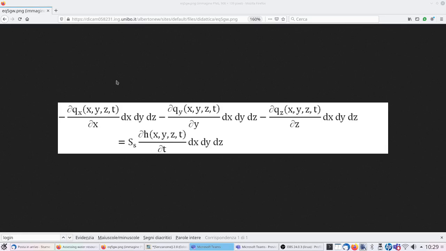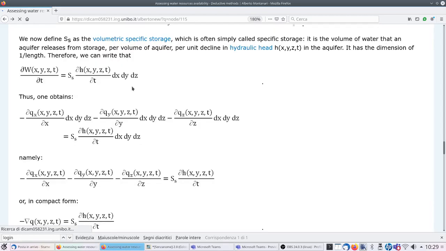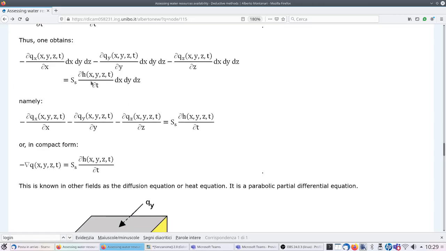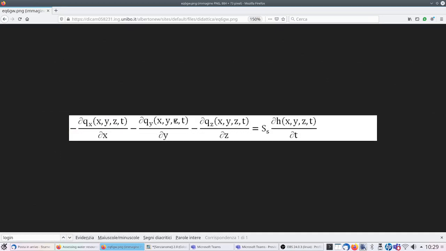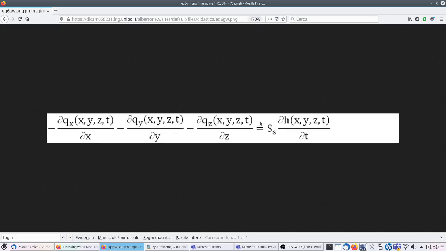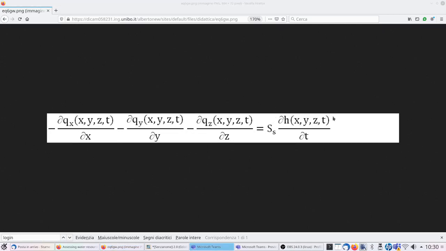Okay, so this is the equation that we have to deal with now, and we can manipulate this equation a little bit, and you can see here the development. If we simplify the equation by dividing everything by dx, dy, dz, we get to this form, which is simplified. Again, it's a direct relationship between the three flow components and specific storage and head. And look, by introducing the head here, we introduced a variable that we can easily measure. Amazing.